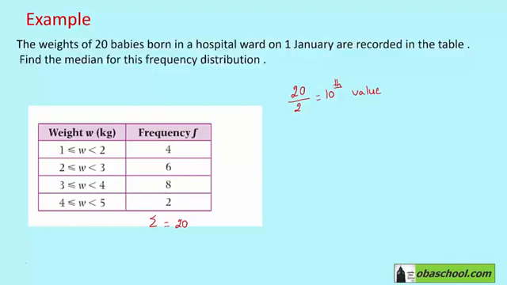And what we're going to have to do is add a third column to the table that shows us the cumulative frequency. And then we will choose the 10th one since the 10th in such case is the median. So we're going to start.